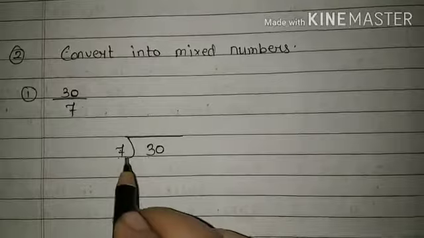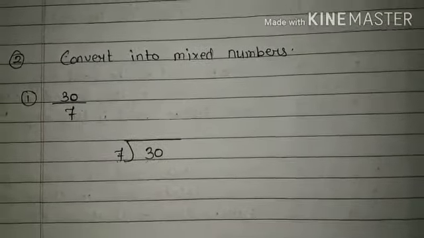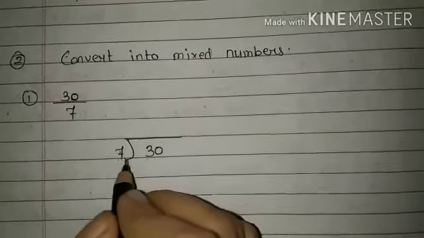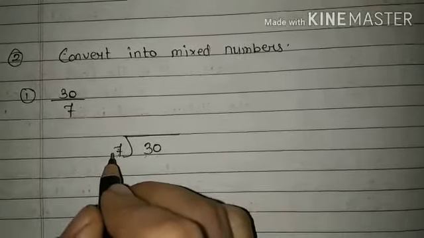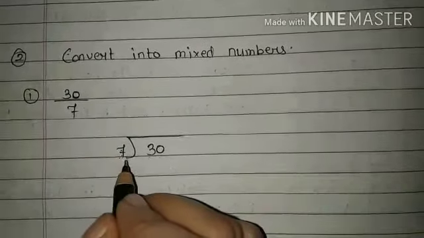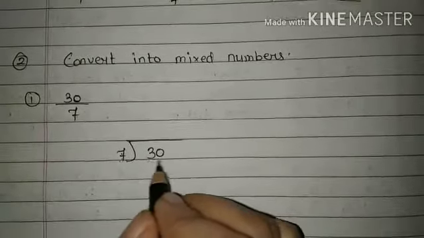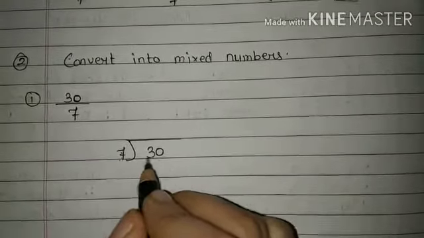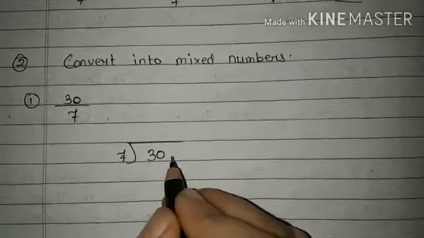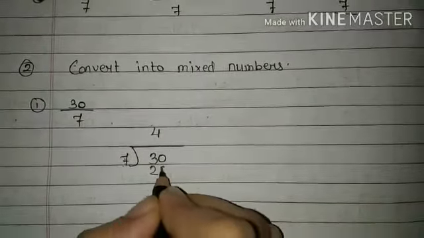Meaning we have to read the table of 7 until we get 30 or less than 30. So we will see, 7 4s are 28 and 7 5s are 35. So 28 we can take because it is less than 30, and if we take 35 it is more than 30. So 7 4s are 28.